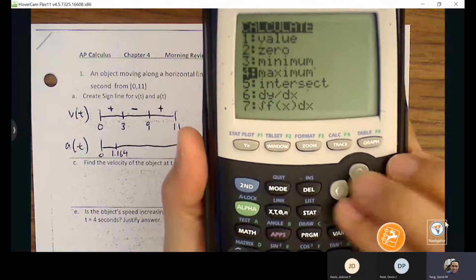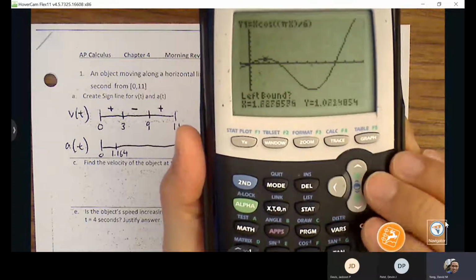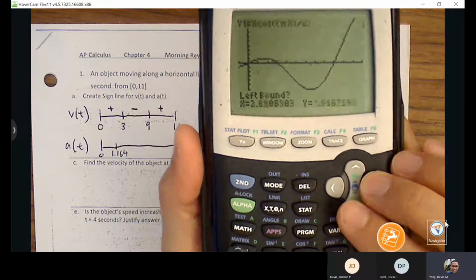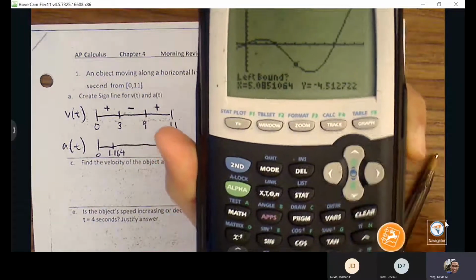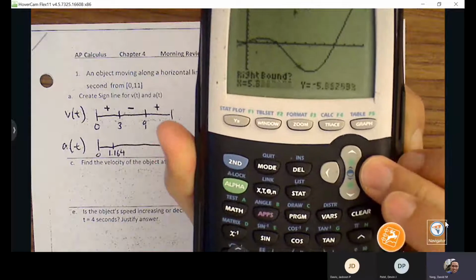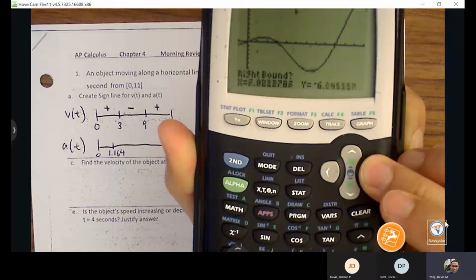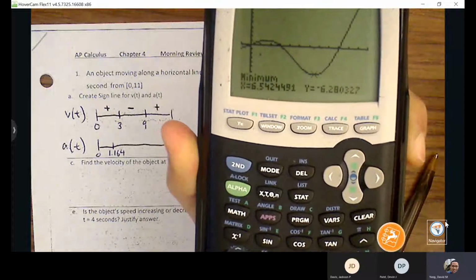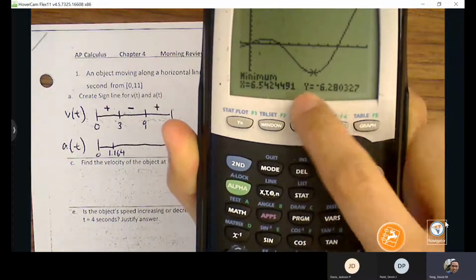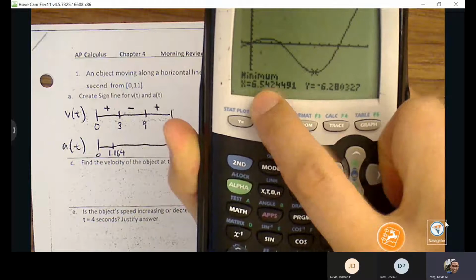All right, if you choose minimum, left bound, I can choose a point to the left of my relative minimum, hit enter, and then I'll pick a point to the right of my relative minimum. I hit enter to find that point for me, 6.54.